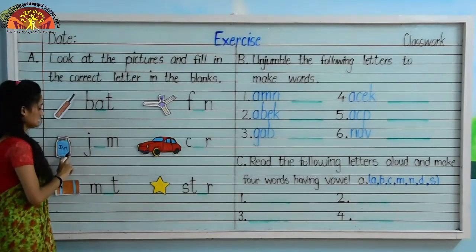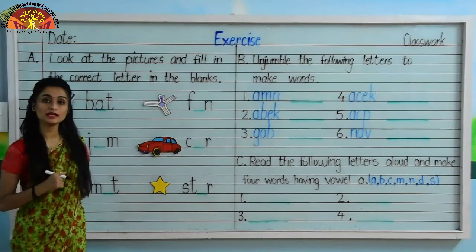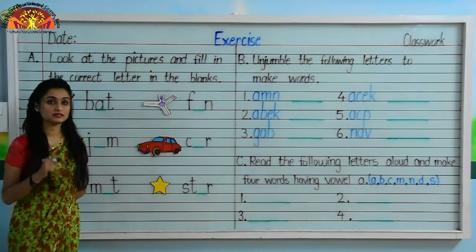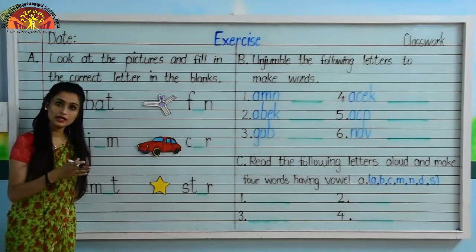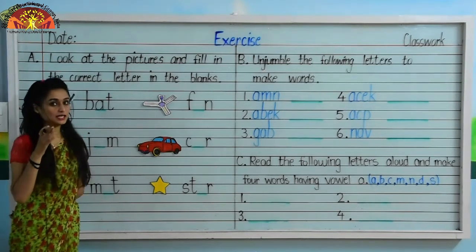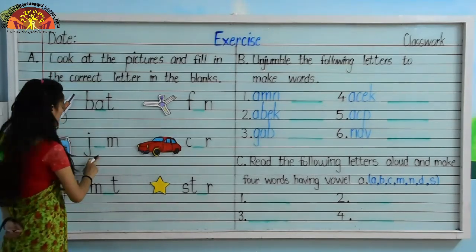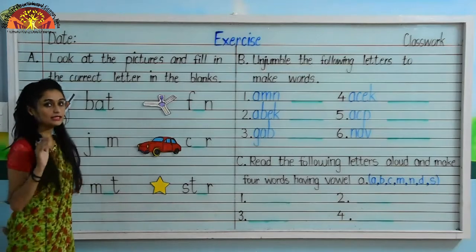What is this? This is a jam. And what is the spelling of jam, kids? Yes, the spelling of jam is J-A-M. Jam. As you can see, J and M are already written.